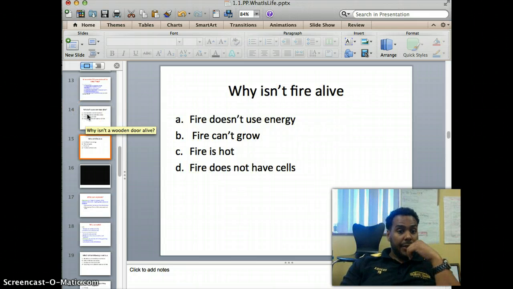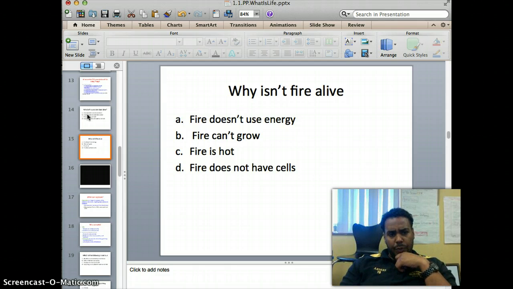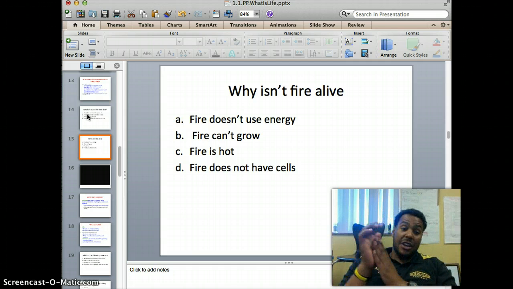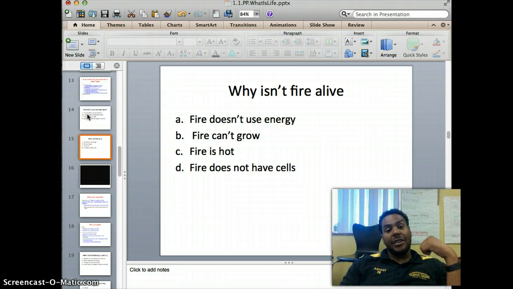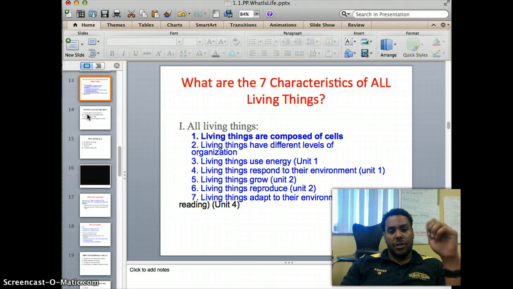Why isn't fire alive? Fire doesn't use energy. That's not true. Fire releases energy. Fire can't grow. Have you ever seen a fire go out of control? It grows as it gets more and more wood to burn. Fire is hot. This is true, but that doesn't make anything alive. It's D. Fire does not have cells. And remember, this is important. Number 1, in bold, all living things are made from cells.